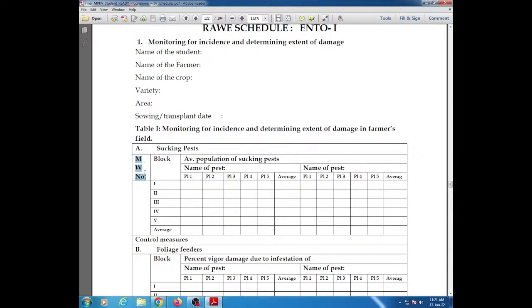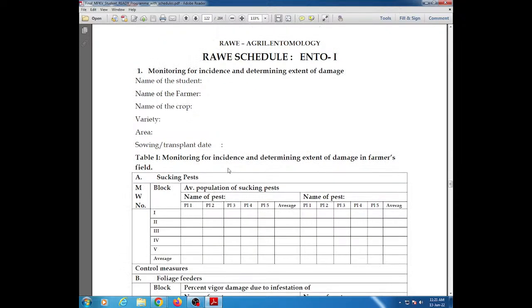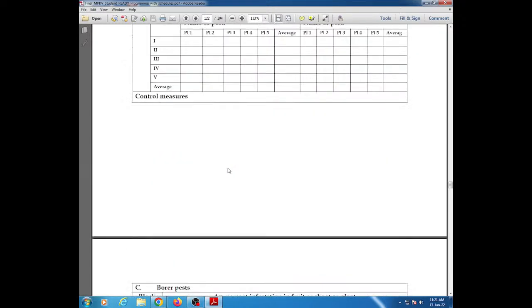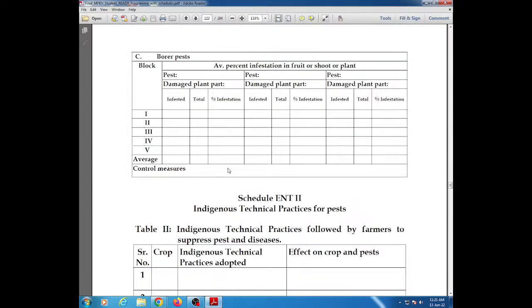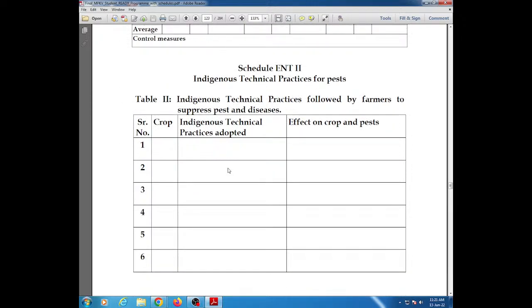While you are having your activities, you should be finding the meteorological weeks, write those weeks, and every week you will have such observations for each crop and the pest which you have referred or mentioned as being the major pest there. So these are the two schedules, RAWE schedule, entomology or ento 1, and second one RAWE second, ento second, indigenous technical practices for the pest.